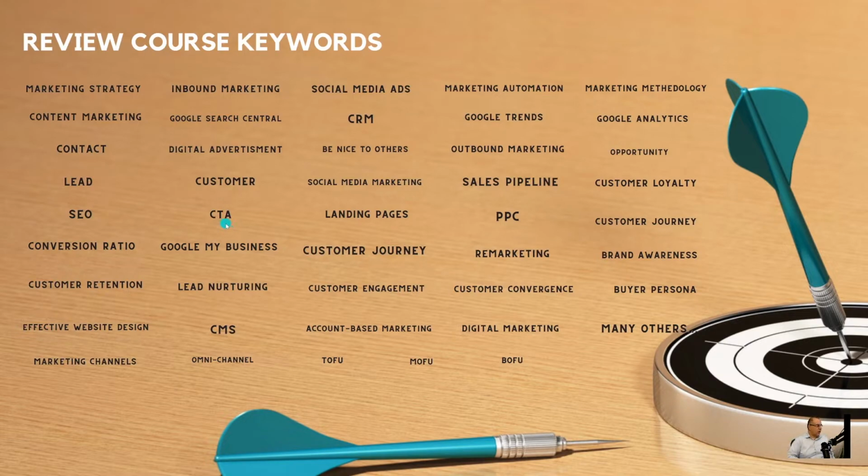CTA, call to action. This is when you put certain content, you should always use CTAs, such as read more, see more details, buy now. This is the CTA for conversion, etc. So this is the call to action that's supposed to be at the end of every stage in the customer life cycle.